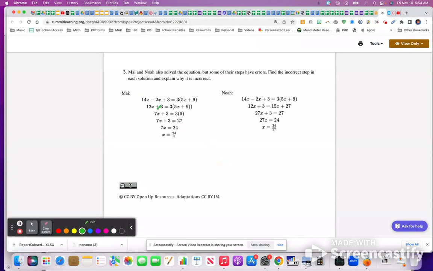So we have Mai, who has 14x minus 2x plus 3 equals 3 times 5x plus 9. 14x minus 2x is 12x plus 3. That seems okay. And that's equal to 3x plus 9. That seems fine as well. Now we have 7x plus 3 equals 3 times 9. I think there's a problem here. Can you see the problem? What did Mai do wrong?